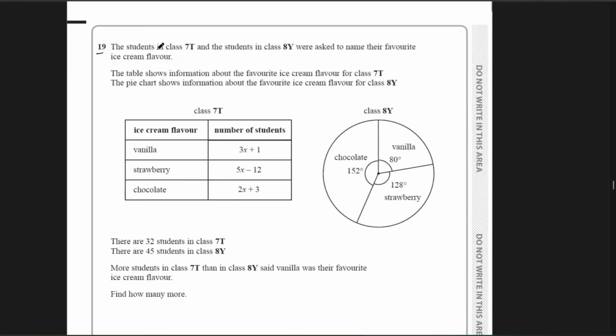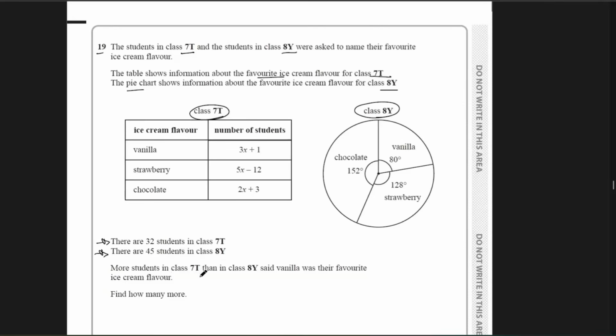Okay, number 19. The students in class 7T and the students in class 8Y were asked to name their favorite ice cream flavor. The table shows information about the favorite ice cream flavor for class 7T, and the pie chart shows information about the favorite ice cream flavor for class 8Y. So the table is for class 7T, the pie chart is for class 8Y. There are 32 students in 7T, and there are 45 students in class 8Y.